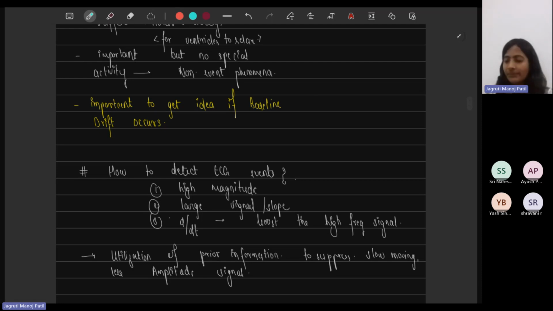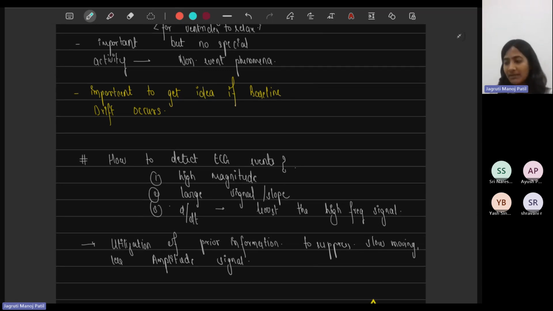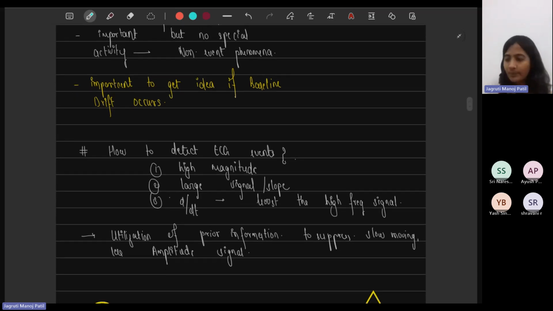If you take a derivative of a signal, it boosts the high frequency. This high frequency part can be your signal and also your noise. So whenever you use this d/dt, be very careful about how you're going to use it, because you don't want your noise to interfere with your signal. You can always use the prior information given to you in order to suppress the slow-moving or low amplitude signal or high frequency noise, so that what you always get is the signal of interest and not unwanted information.